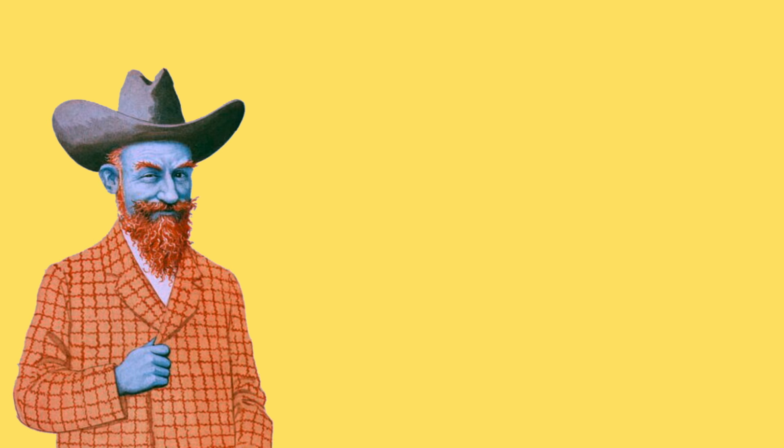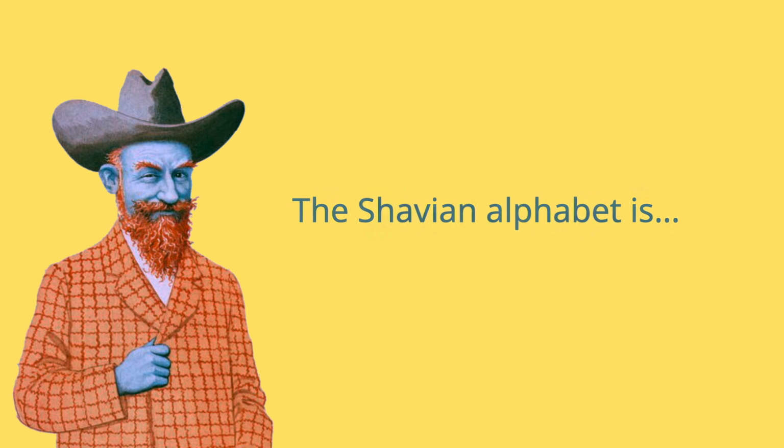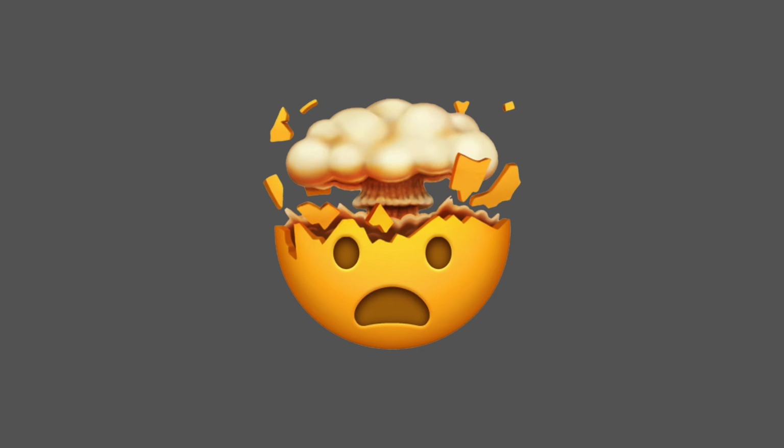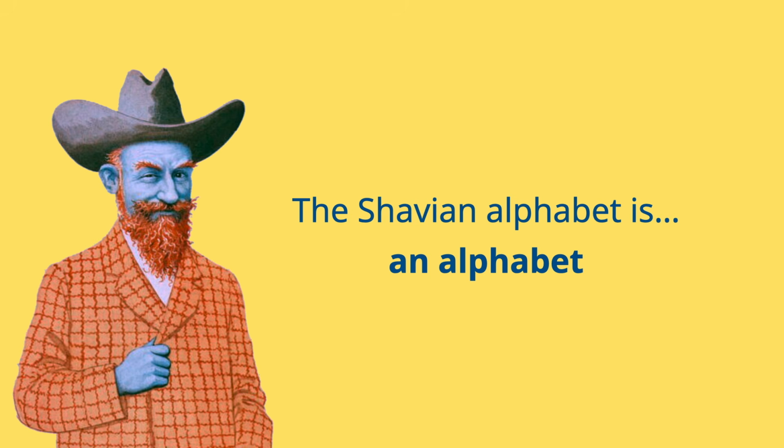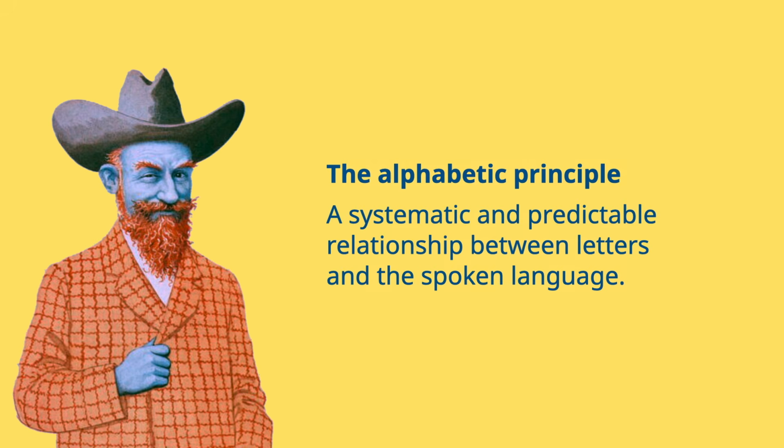It may come as a surprise to learn, but the Shavian alphabet is an alphabet. I know, right? But it's worth mentioning because Shavian does something quite radical. It restores the alphabetic principle to English. The alphabetic principle means that there's a systematic and predictable relationship between the letters and the spoken language, in this case, English. Conventional English spelling is infamous for breaking this principle all the time.